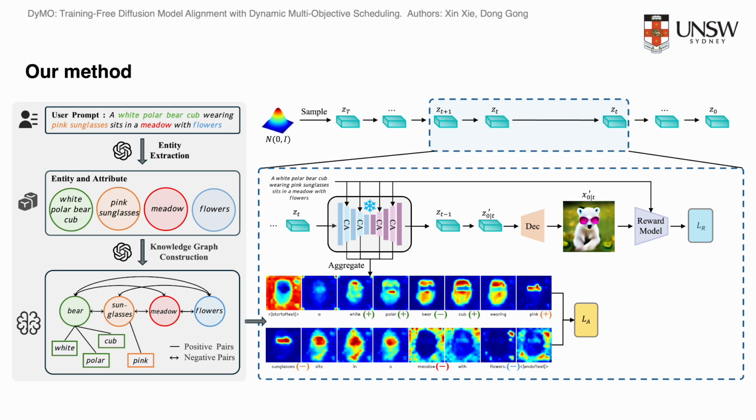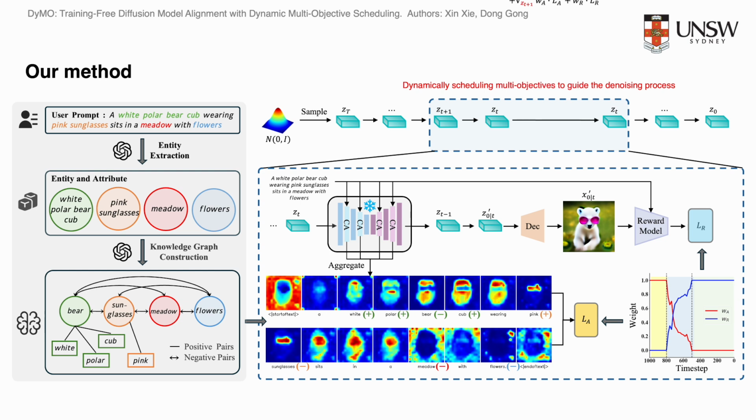Then we dynamically schedule two objectives for tailored guidance across time steps, generating detailed content while keeping the layout. We further propose a dynamic recurrent strategy to adaptively decide iteration count at different stages for improved guidance.